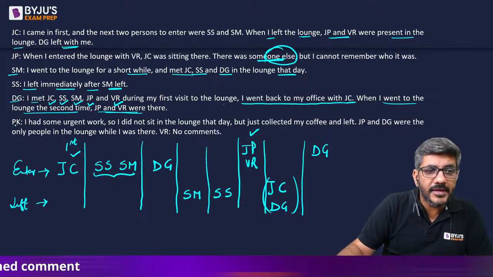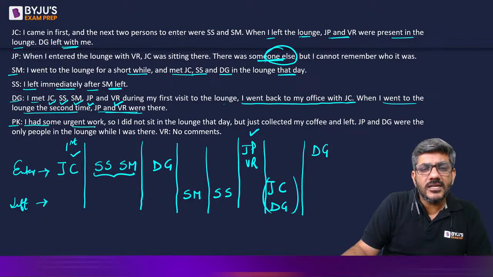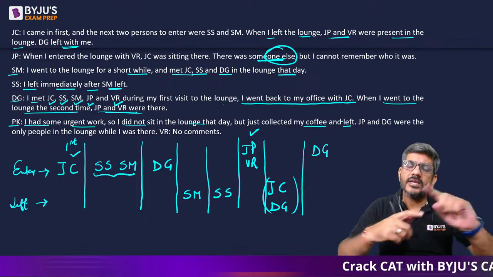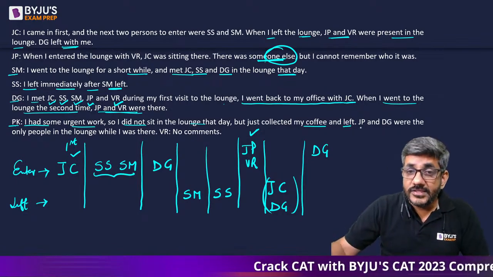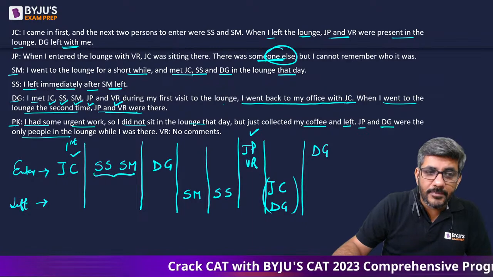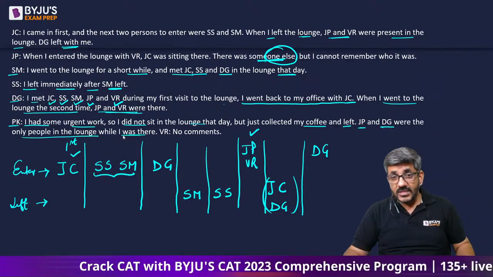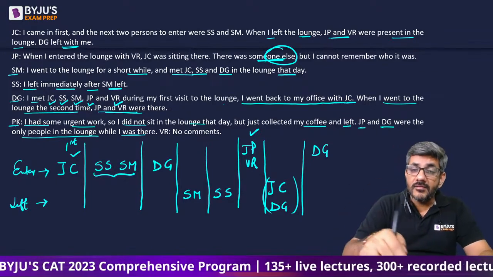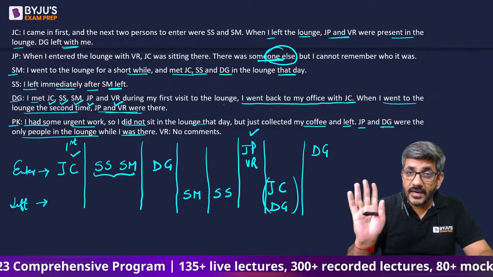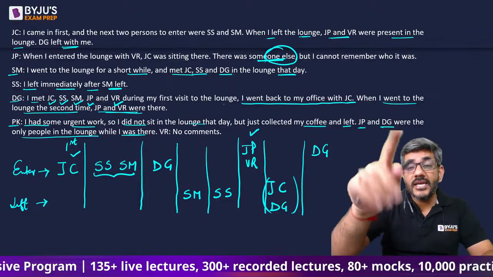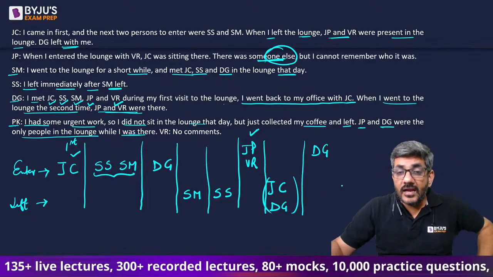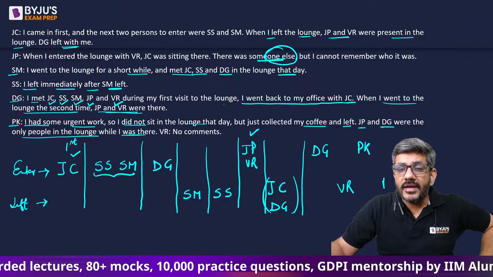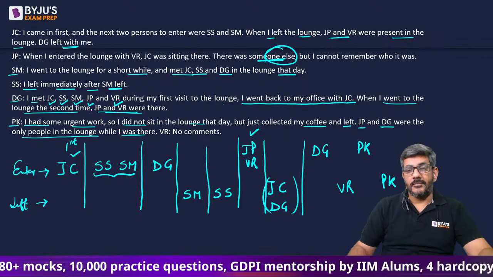What next? PK क्या कहता है? "I had some urgent work, so I did not sit in the lounge that day, but just collected my coffee and left." So PK came and PK went. "JP and DG were the only people in the lounge while I was there." That means when PK came, VR had already left, right? But VR was there when DG came for the second time. So VR left after DG came, and PK came after VR left.